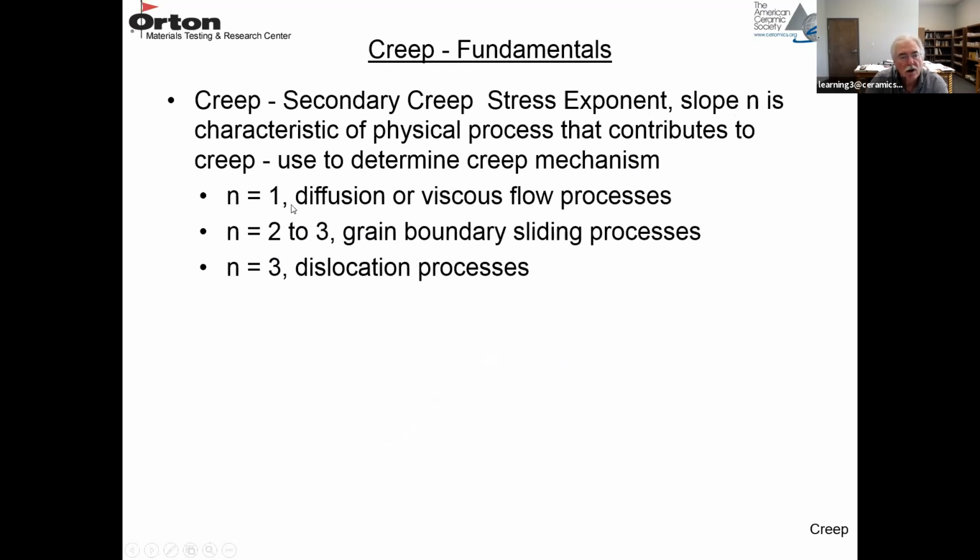So if n is 1, it's going to be a diffusional or viscous flow creep process. If n is 2 to 3, it's going to be a grain boundary sliding process. If n is 3, it's going to be a dislocation process. So you can run this experiment, determine n, determine the type of creep you have in your material, and maybe from that you can redesign your material to try to avoid that process.